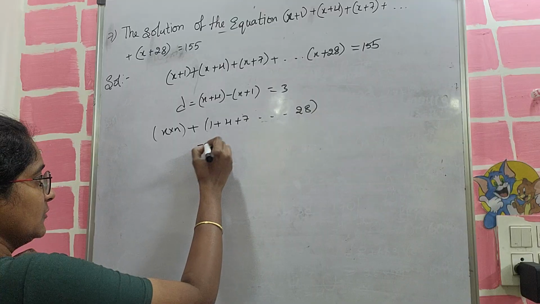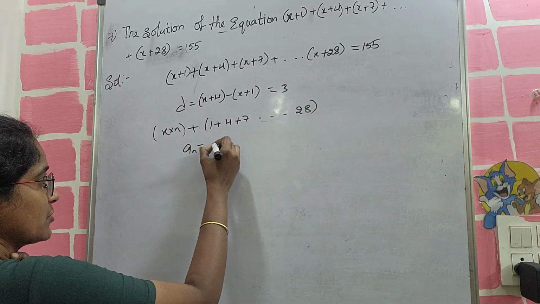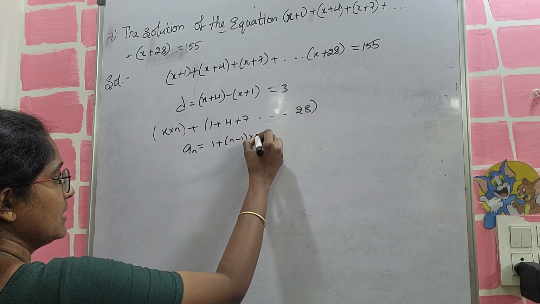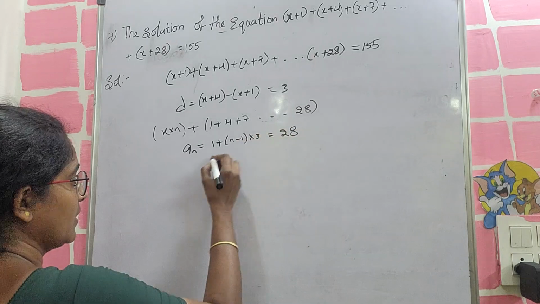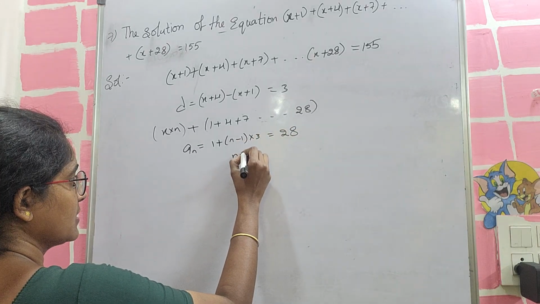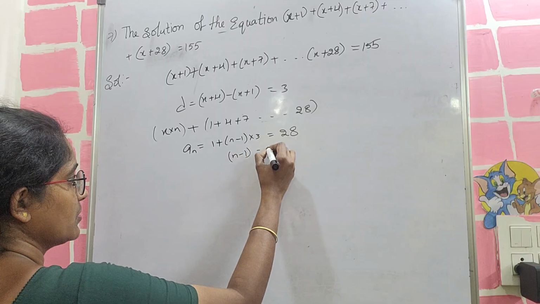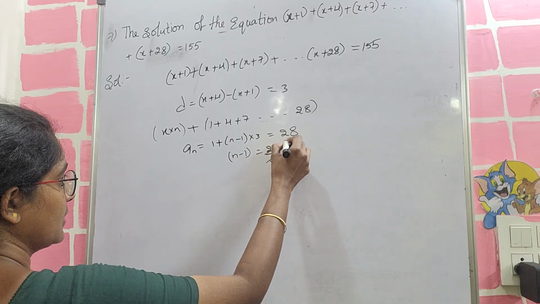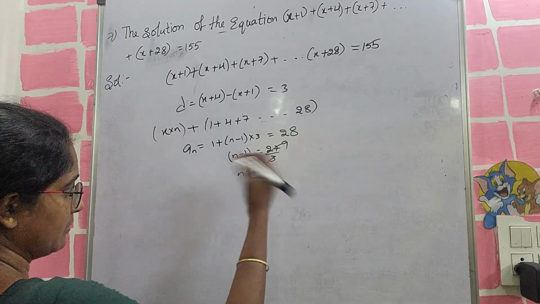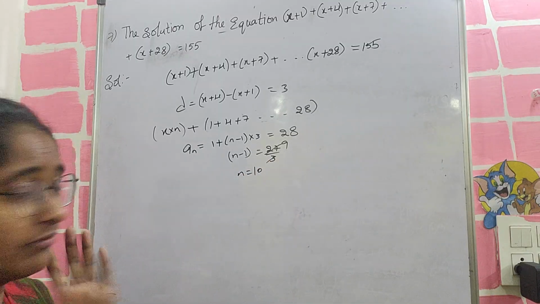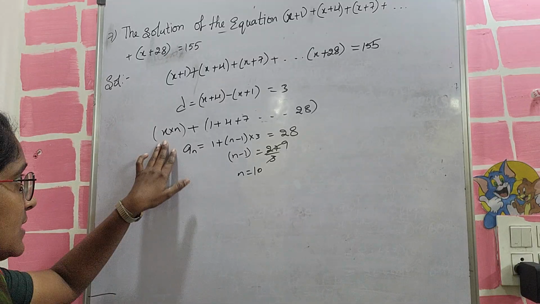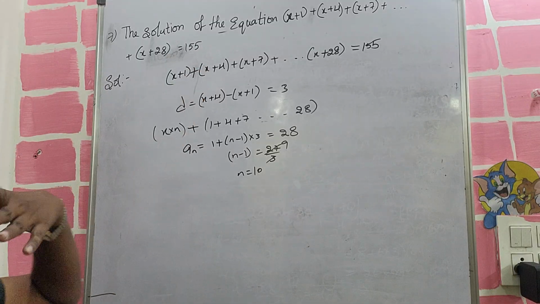So a n is equal to 1 plus n minus 1 into d, which is 3, equal to 28. So n minus 1 is equal to 28 minus 1, 27 by 3. 3 nines are 27. n is equal to 9 plus 1, which is 10. So we got n as 10 here. Now, yes, so 10 terms in this.